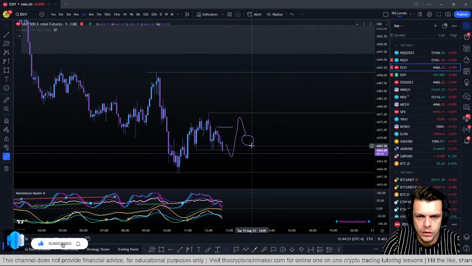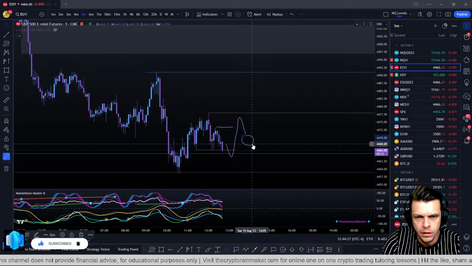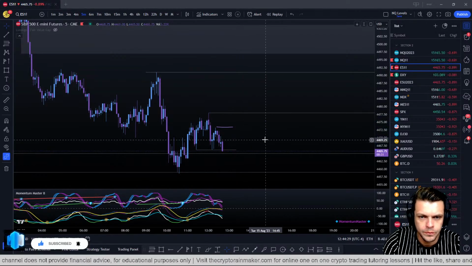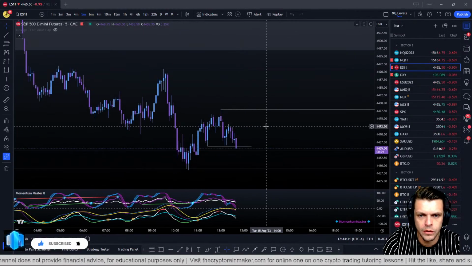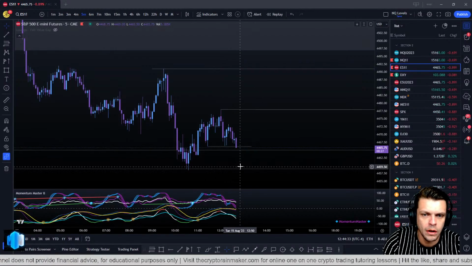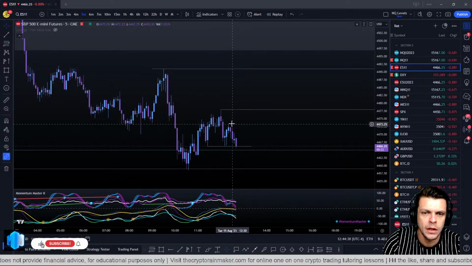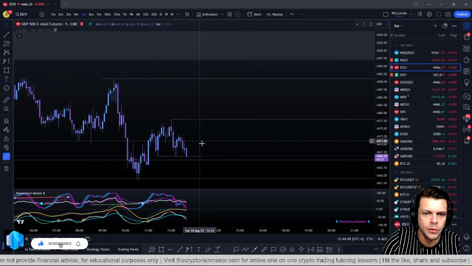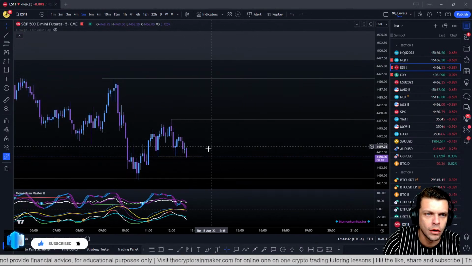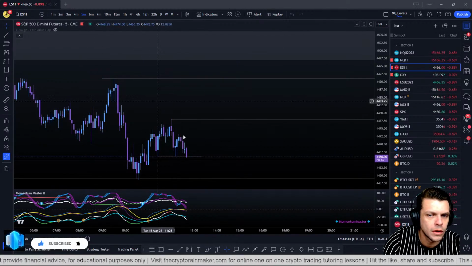All right, let's quickly see what happens here. So we are taking out these lows. Let's see if it's going to displace below these lows to the downside, or is it going to displace above this high, and then we can potentially open that long position and play it toward those highs right there.